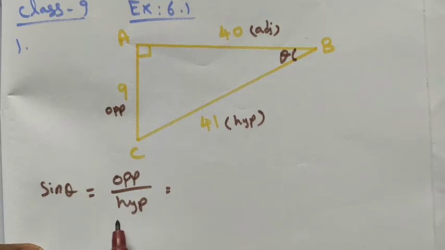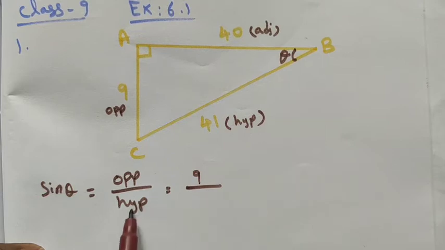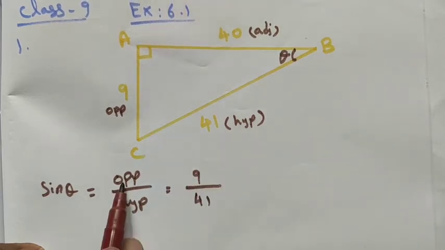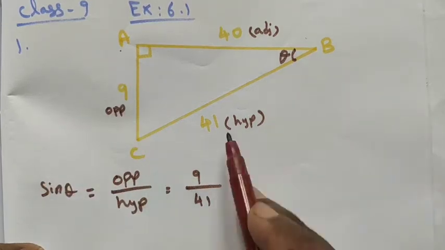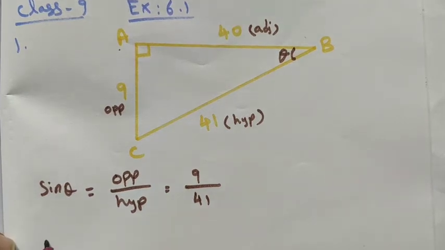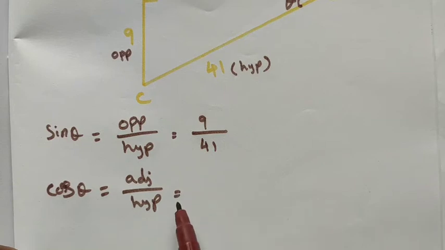So the opposite side is 9, the hypotenuse side is 41, right? The opposite side AC and BC is the hypotenuse side, that is 9 by 41. Then cos theta is equal to adjacent side divided by hypotenuse.